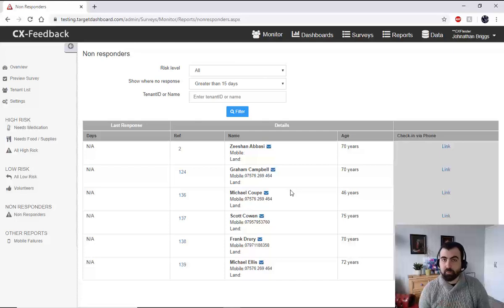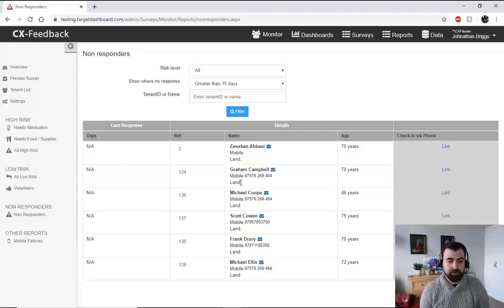We can actually export it out and you can distribute it to various members of your team, and all they'll need to do is click on the individual link in the export, call the person for whom it's related to, and fill in the survey on their desktop or on their laptop or on their mobile.